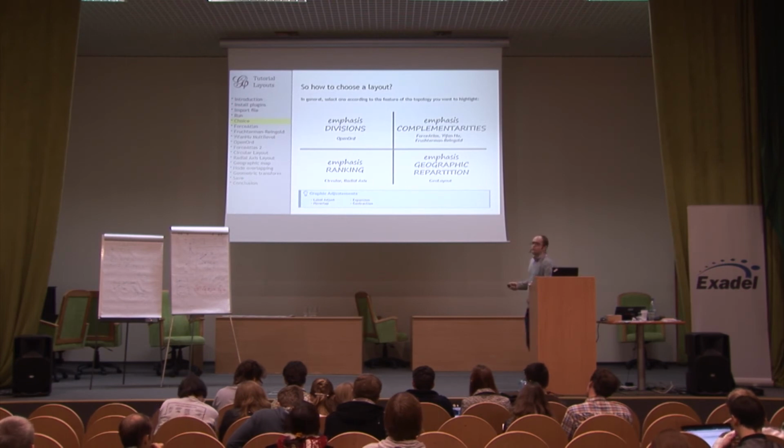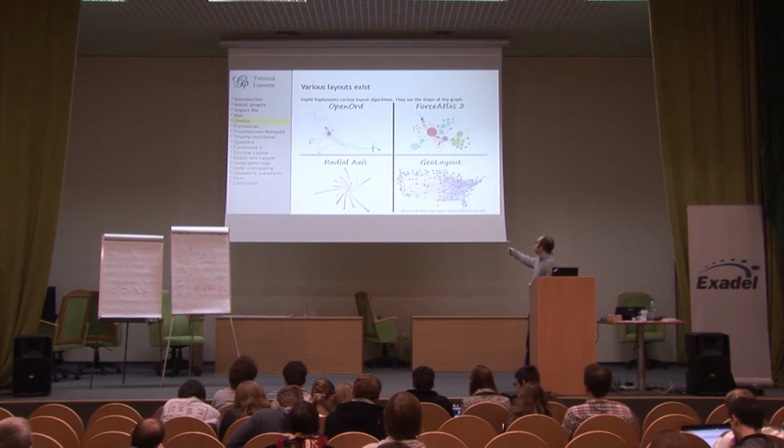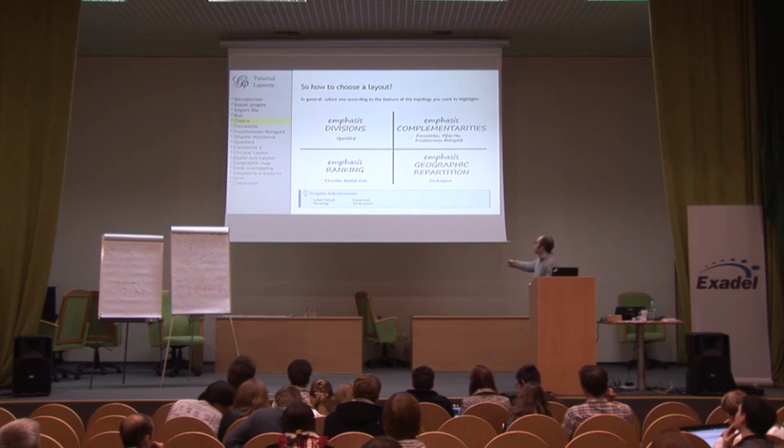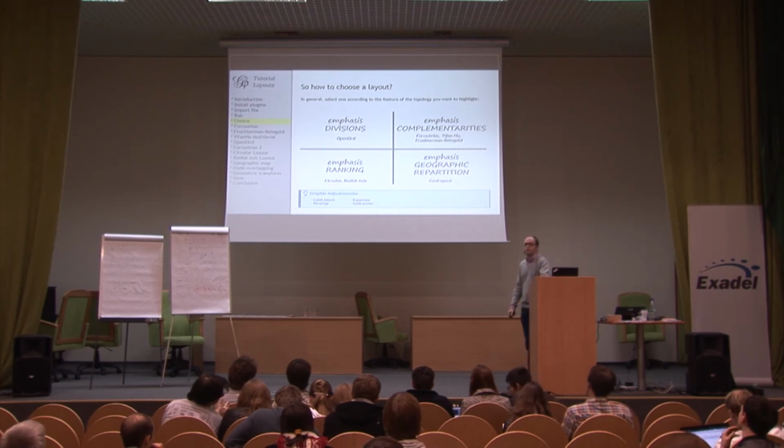So, well, how to choose a layout? It depends on what you want to see. By default, I use Force Atlas. Very practical for most cases. But it's better to see complementarities with it. OpenORD is better for division between groups. Radial axis layout, better to see a ranking between nodes.